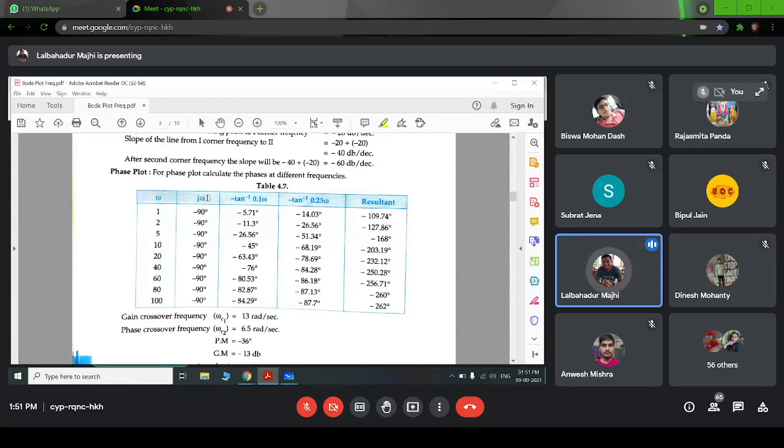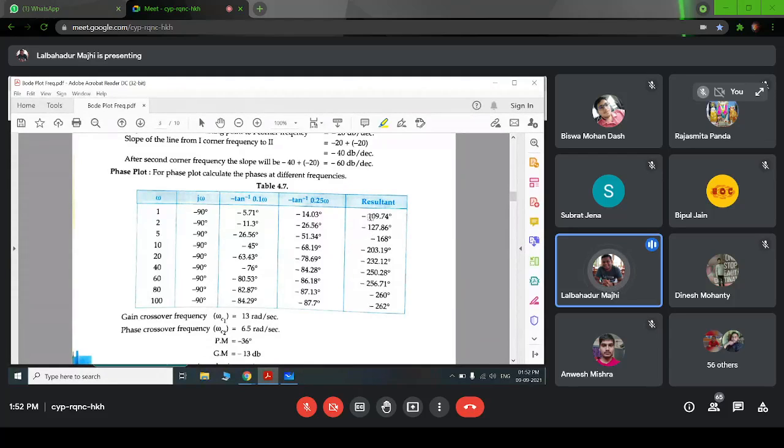So we can see here for this j omega, that is s, right? S equal to j omega. These are all 90. Similarly, the next angle is minus tan inverse of 0.1 omega. So different values of omega from 1 to 100 are taken, with different values of this minus tan inverse of 0.1 omega. Similarly, minus tan inverse 0.25 omega. The resultant will be the summation of these three angles. So you can see it has already crossed the minus 180 degree axis.